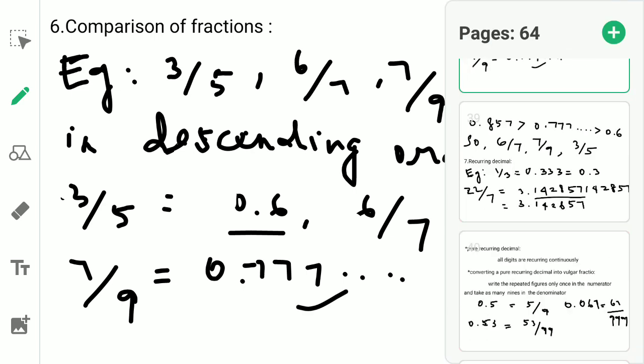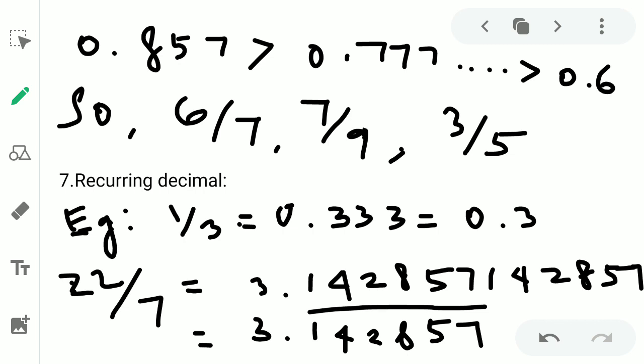Now we'll see which is the smallest one. 0.6 is the smallest, 0.77 is greater, 0.857 is greater. So I am arranging according to which fraction is greater and which is smaller. So 6 by 7, 7 by 9, 3 by 5. 6 by 7 is greater than 7 by 9, which is greater than 3 by 5.